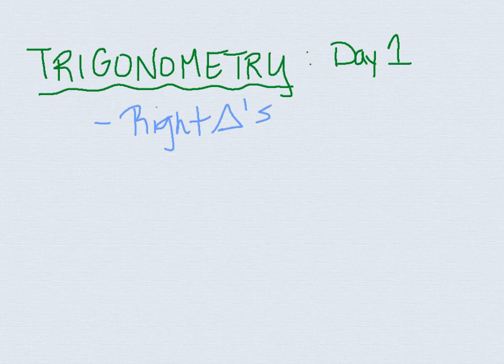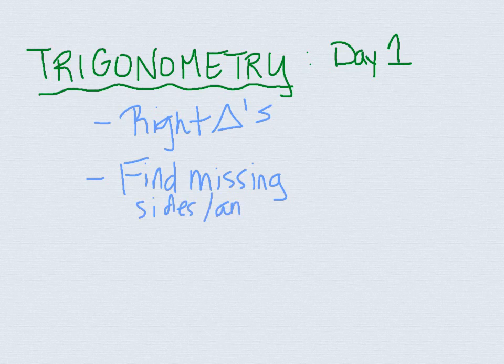So the only time we're going to use this, and that's why this unit is called right triangles, is if we have a right triangle. And what we can do is we can find missing sides and angles. And how we do that is we're going to set up a proportion or a ratio. So we're going to set up ratios and proportions to do so.